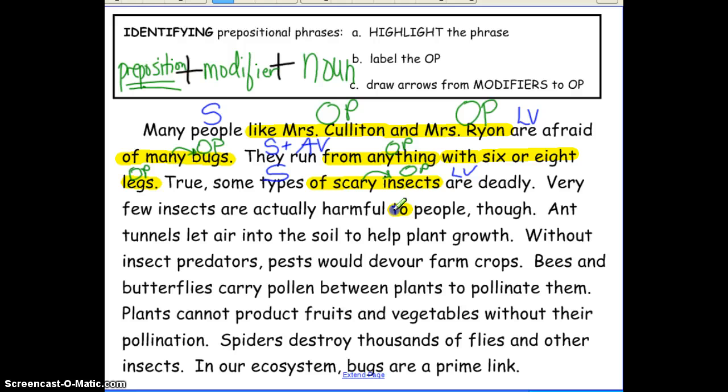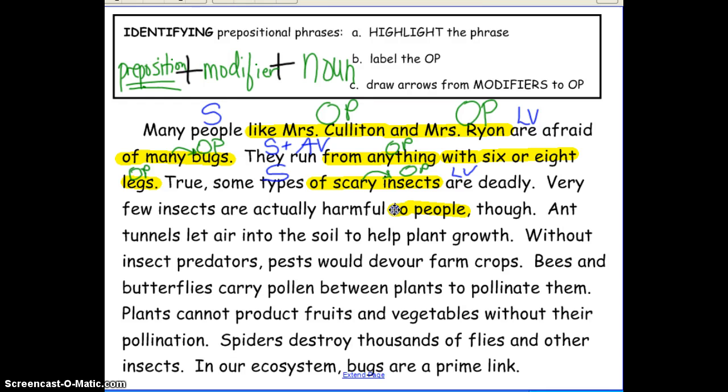To what? To people. Now, I'm going to tell you over here. Look up here. Everybody look right here. You'll see on my list that I have a big star next to to with a different formula. There's a formula that is to plus a verb. And if to is with a verb, it's not going to be a prepositional phrase. It's going to be an infinitive. But in this case, to people, people is a noun, so that's a prepositional phrase.